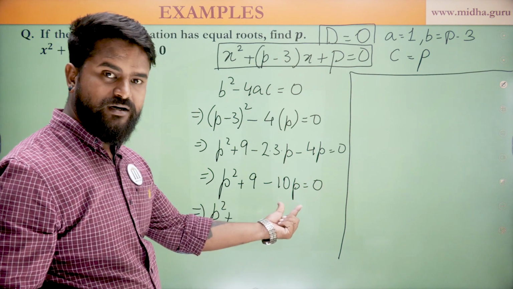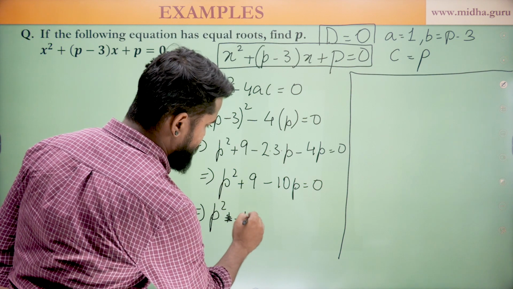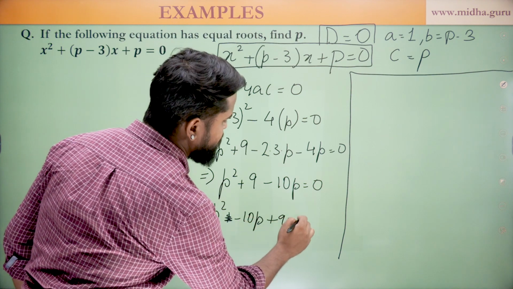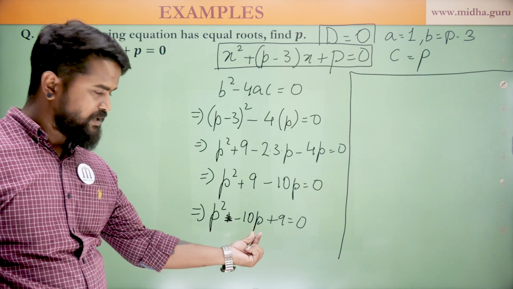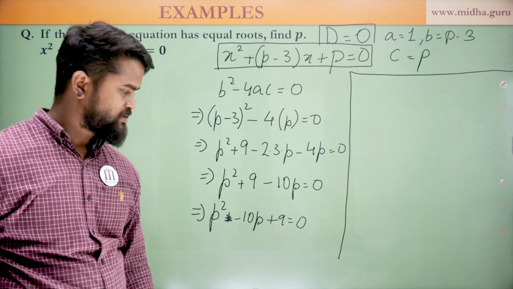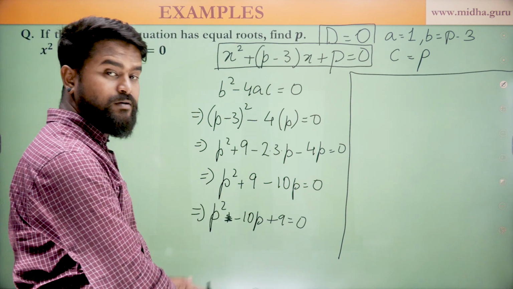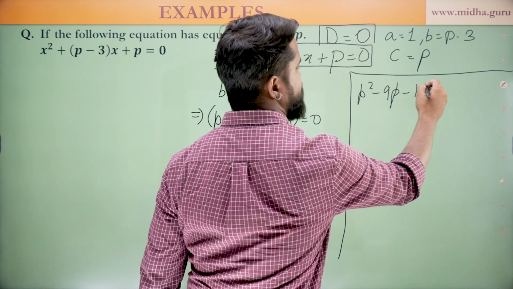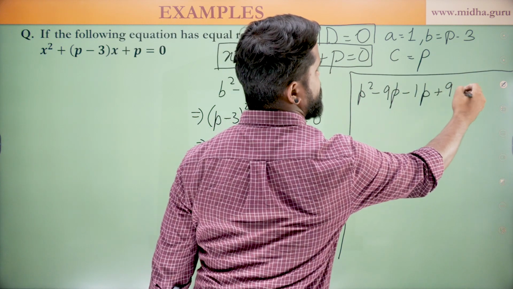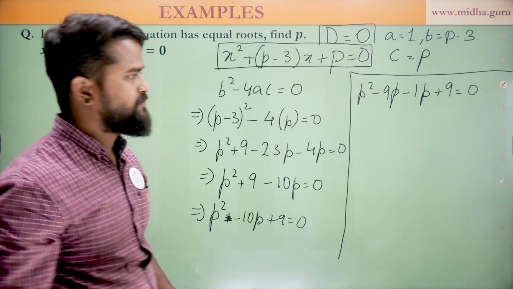So this is my term, the middle term. When I write the equation the proper way, it will be minus 10p plus 9, because this is standard form: p squared, the variable to the power 1, and then the constant. Now I'm supposed to break this down such that the equation may get factorized. So I write minus 9p minus 1p plus 9 is equal to 0. As you can see, minus 9p and minus 1p will form minus 10p again.